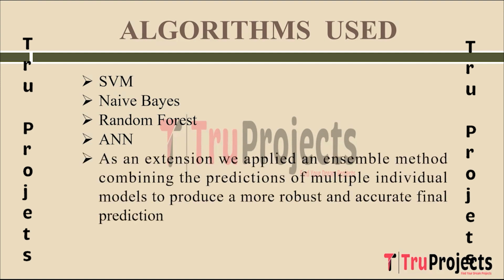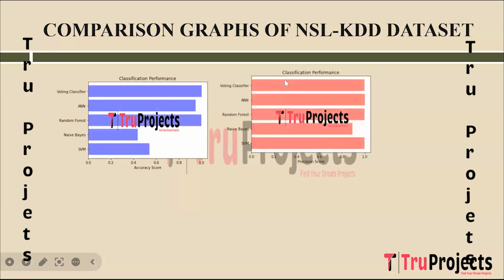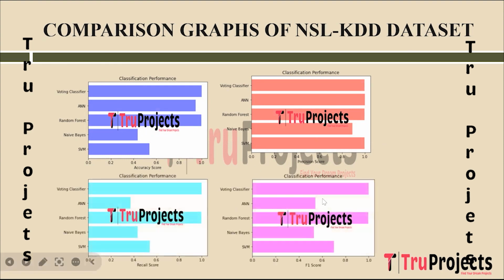As an extension, we applied an ensemble method combining the predictions of multiple individual models to produce a more robust and accurate final prediction. Comparison graph. Comparison graphs offer a visual breakdown of how our model performs across essential evaluation metrics. These are the comparison graphs of the NSL-KDD dataset. Models are compared with the parameters accuracy, precision, recall, and F1 score.